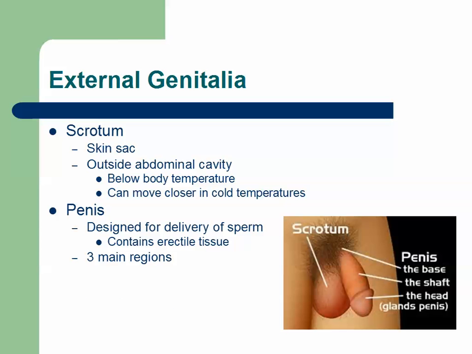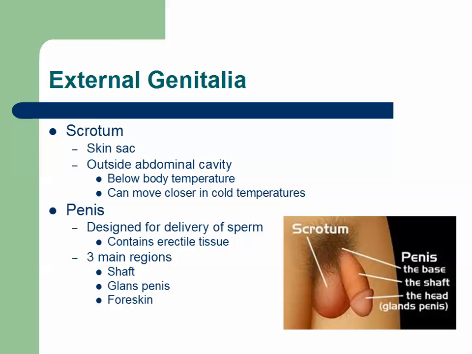There are three main regions of the penis. The first is the shaft, which is the length of the penis that surrounds the urethra as it's exiting. Then the glans penis is the head of the penis at the end, and that's surrounded by an extra layer of skin called foreskin that may or may not be removed through circumcision. And when we talk about how ejaculation actually occurs, we'll talk a little bit more about these structures.